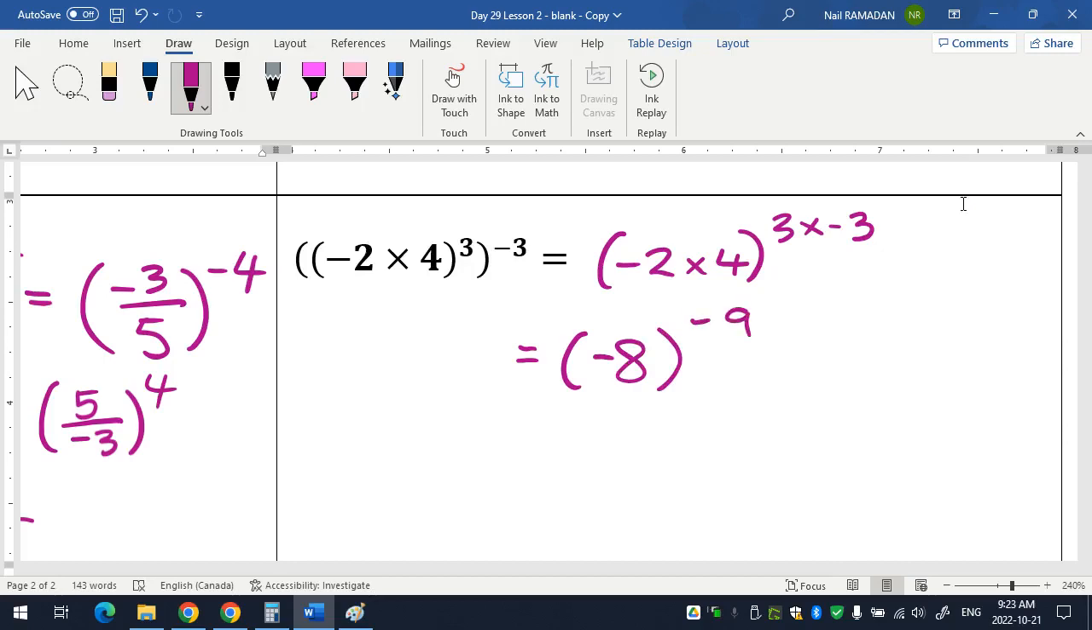What do I do? I have a number to a negative power. What do I do from yesterday? Flip. You put a 1. What does this become? Positive 9. What does this become? Or does it even become anything? Does it stay the same or change? Thank you. The base never changes.